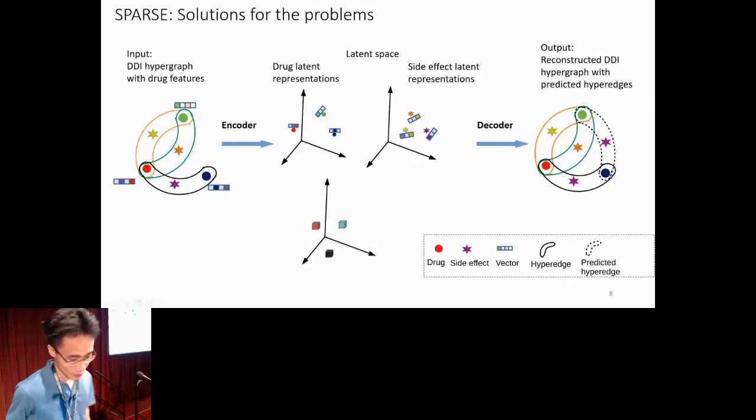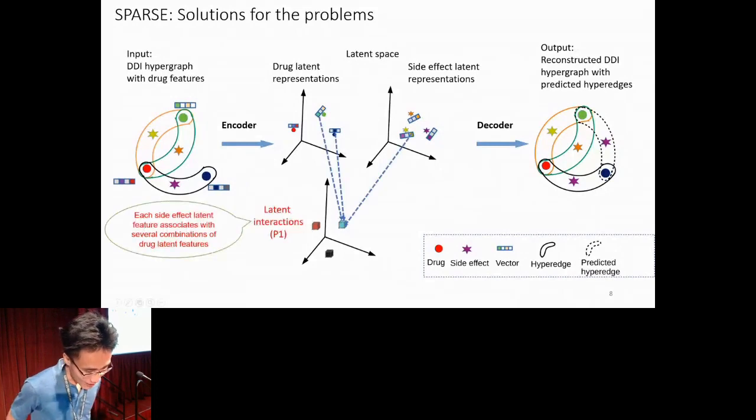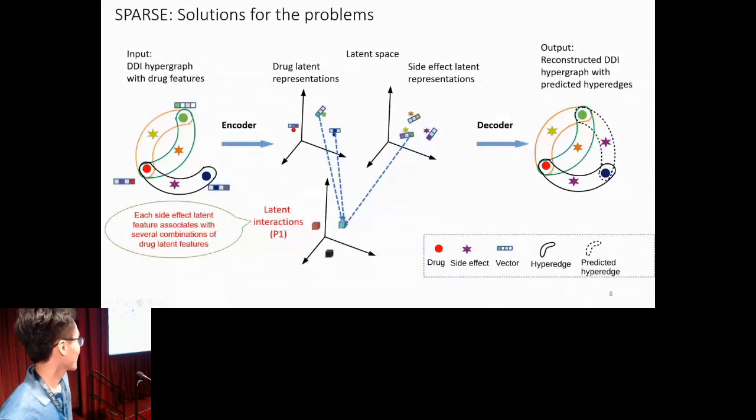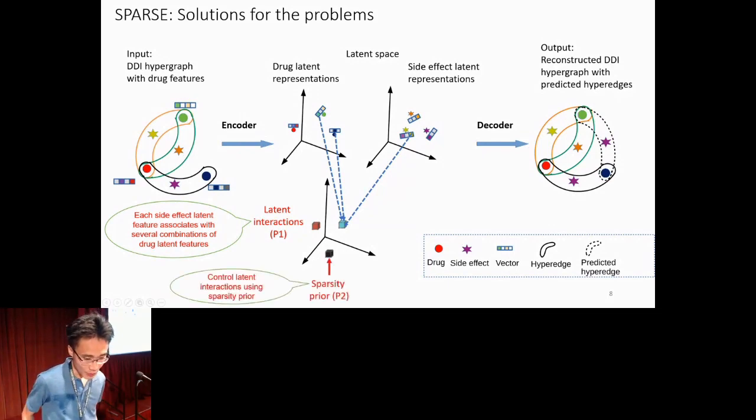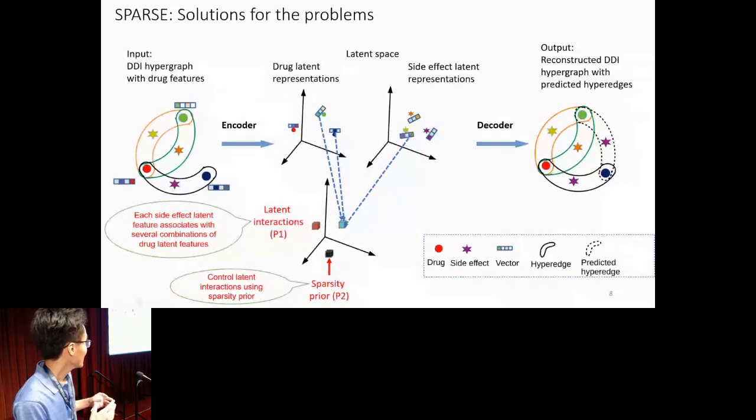What do we do on this latent space? For the first problem, we assume that each side effect latent feature is associated with several combinations of drug latent features. So we allow more than one latent combination, not only one. This is for the first problem. And what's the second problem? We assume that the latent interaction should be sparse, and we control this sparsity by a sparsity prior. Because we have a sparse latent interaction, we have a high chance to generate sparse data, and we can better fit the sparse DDI data.